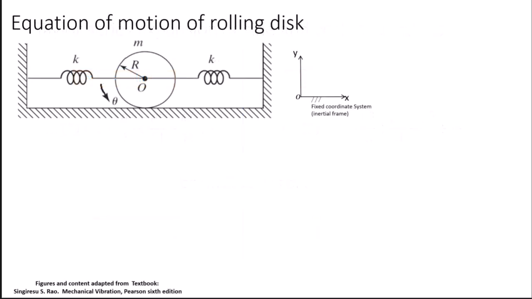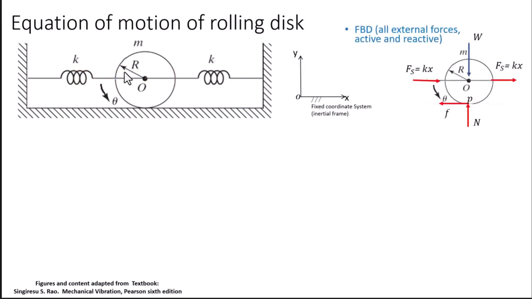Let's do the equation of motion of a rolling disc. This disc is moving to the left because we have rotation to the left, and remember, for a rolling disc, the rotation also means a displacement. There is no motion at the point of contact. Then we have the normal force, the friction force, and since we are moving to the left, the forces of the spring are to the right.